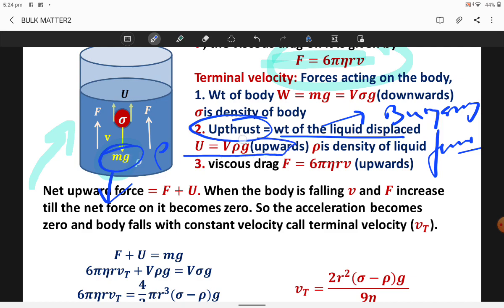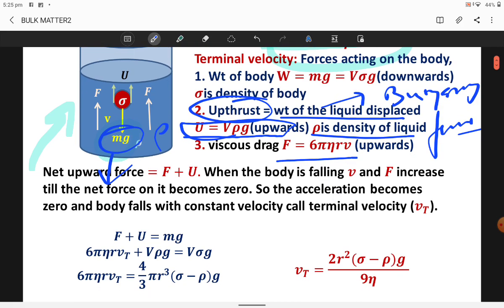Here we are going to the next part. The upthrust over here will be V rho g. What is V? V is the volume of the ball, so it will displace the same volume of the liquid. Rho is the density of the liquid. Now the viscous drag is 6 pi eta rv, from our Stokes law, and it is also acting in the upward direction because it is opposing the motion.